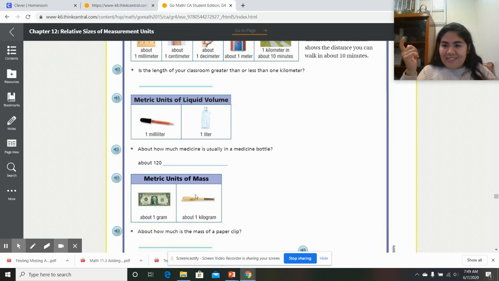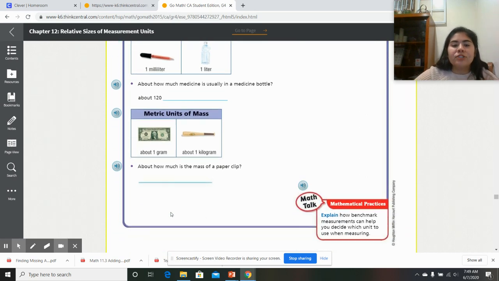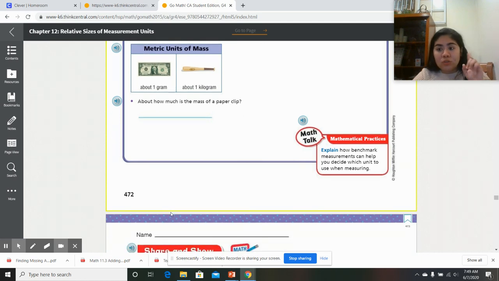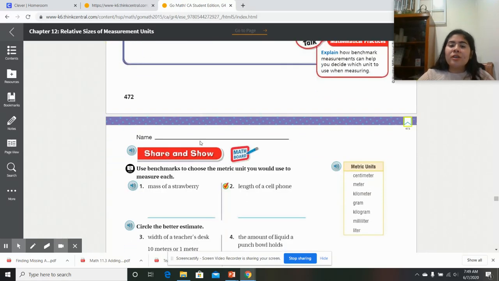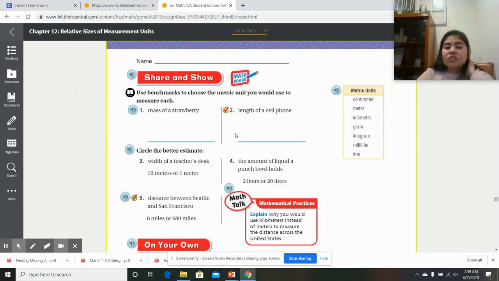So think about that. One strawberry, you're probably going to want to use grams to measure a strawberry, right? It's not going to be equal to 1 gram. It's going to be more than 1 gram. But it's also not going to equal 1 kilogram, the same way as a bat. So that's why you're going to write here grams. Then it asks for the length of a cell phone.